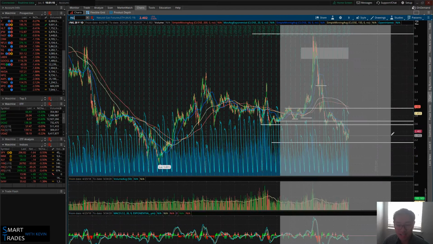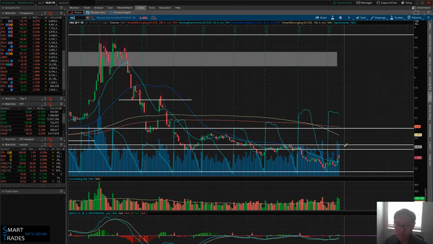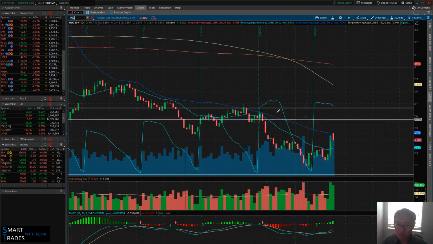With natural gas, this is something I mentioned last week as well: we get consistently rejected at the 50 period moving average. This happened after market on Sunday. You can see that we hit the 50 period. What's the 50 period? It is the blue line that's coming across over here. The light blue line is the 20 period moving average. So you can see a quick rejection off the 50 period moving average once again.